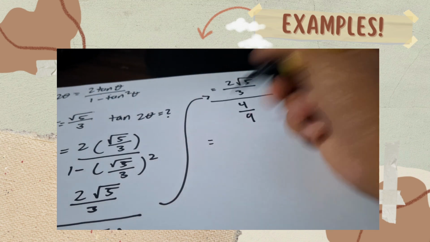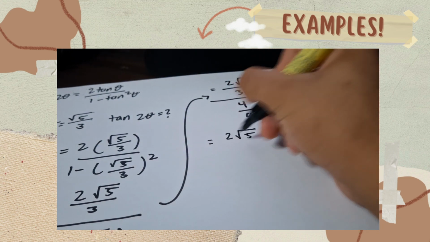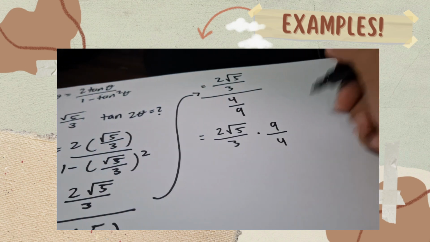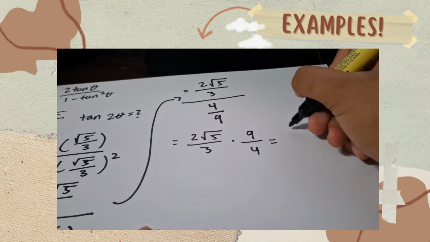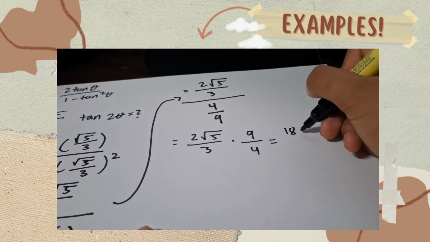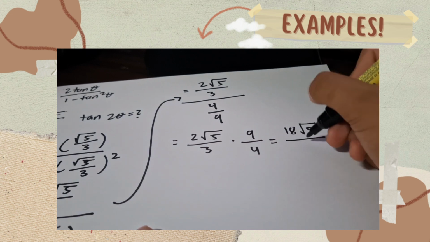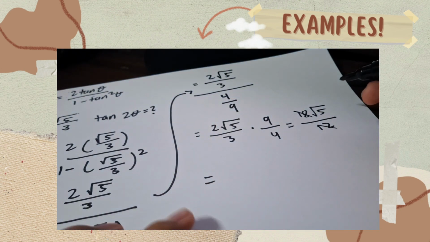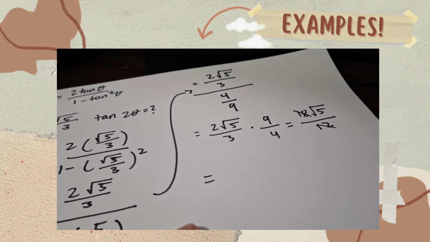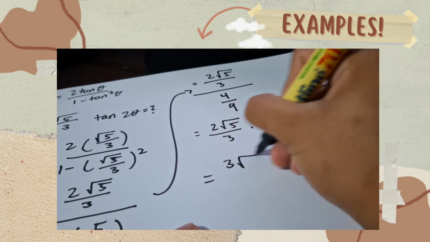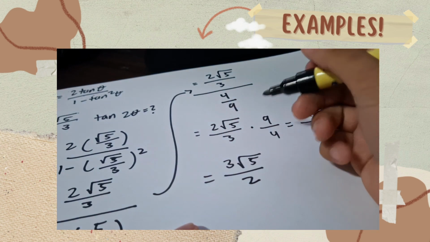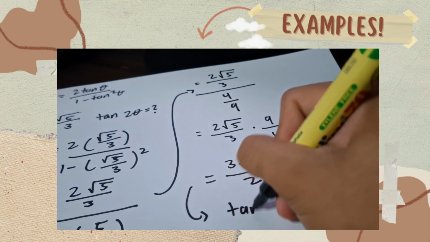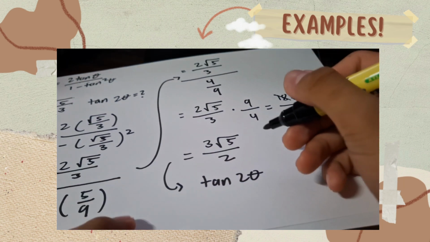Since it's division, we just have to multiply. It will be 2 square root of 5 over 3 times the reciprocal of 4 over 9, which is 9 over 4, which in turn will give us 18 square root of 5 all over 12. Simplify these two. Our final answer will be 3 square root of 5 all over 2. That will be the value of tan 2 theta.